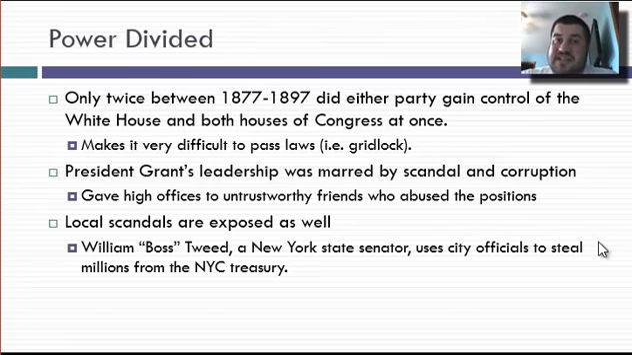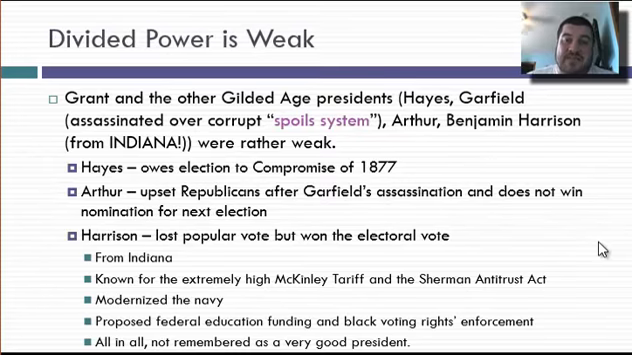President Grant, who was elected because of his heroism in the Civil War, his leadership was marred by scandal and corruption. Not necessarily him himself, but his cabinet members. High offices he gave to untrustworthy friends, and they abused their positions to line their own pockets. Local scandals with Democrats and Republicans happen as well. And William Boss Tweed runs a very famous ring in New York. He's a New York state senator. He uses city officials to steal millions from the New York City Treasury, and all the right people are getting paid money, so nobody can really do anything about it either.